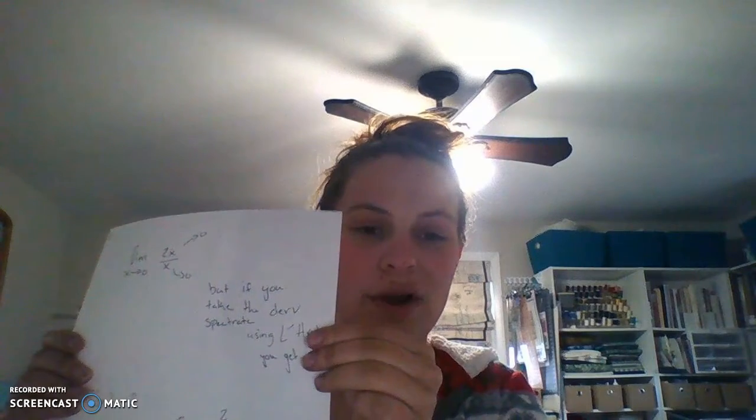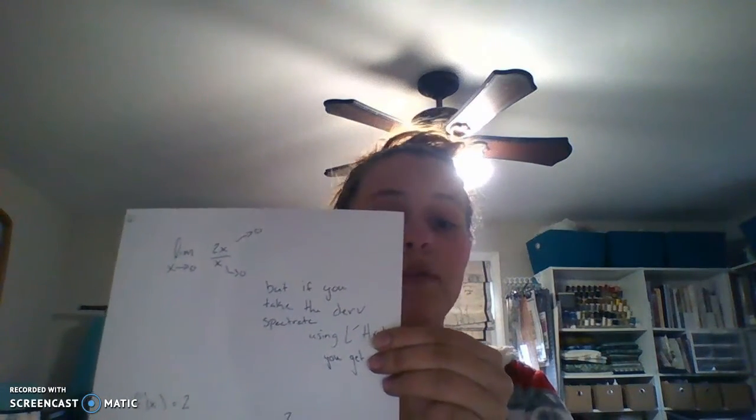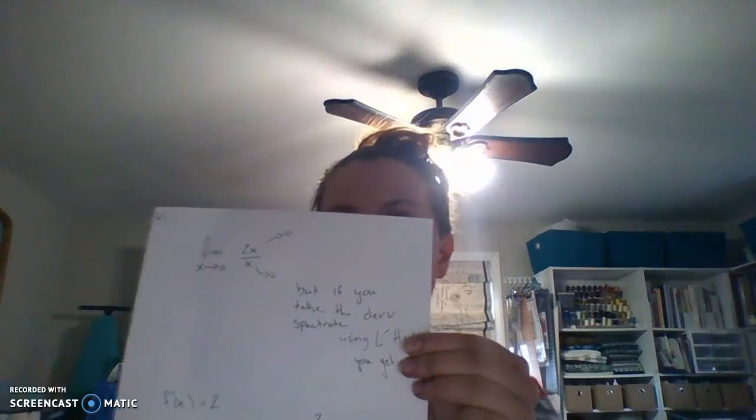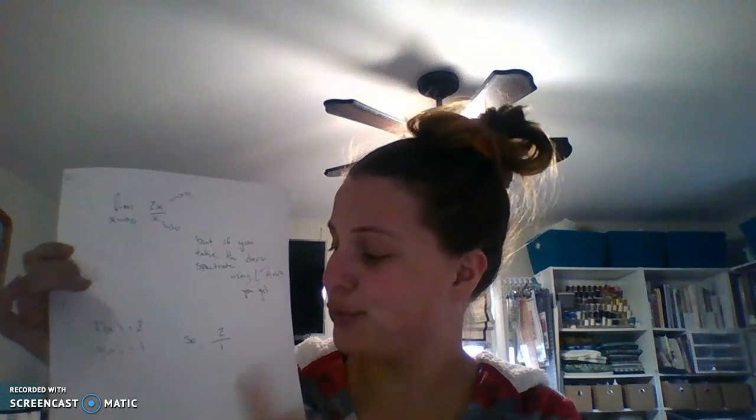So here's one of my examples. As the limit of 2x over x goes to 0, both of them will be heading towards the 0 direction. But if you take the derivative of both of them separately, which you do with L'Hopital's rule, you get f prime of x equals 2 and g prime of x equals 1, so the actual answer is 2. So that's how you use L'Hopital's rule.